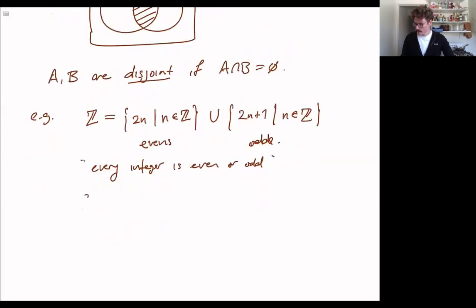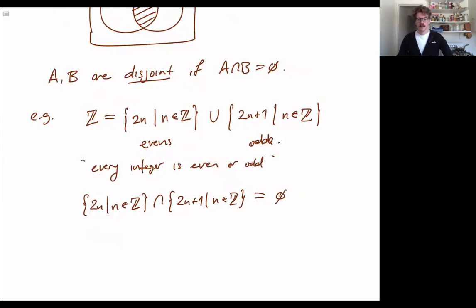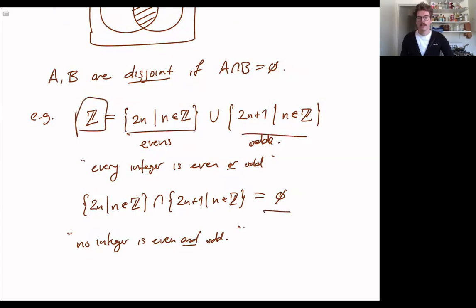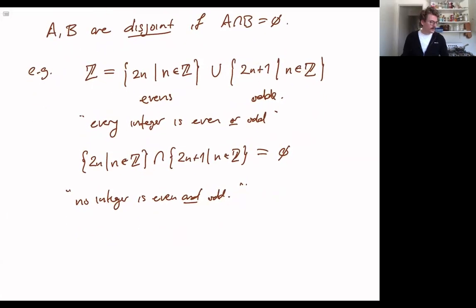On the other hand, if we take the intersection of these two sets, we get the empty set. Because no integer is even and odd. So in fact, I probably won't use this language a lot, but when you have one set that is a union of two other sets which are disjoint, you can call that a disjoint union. So you could say that Z is the disjoint union of even integers and odd integers. That is something that you may hear from time to time.